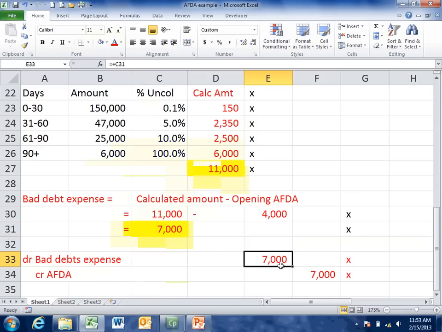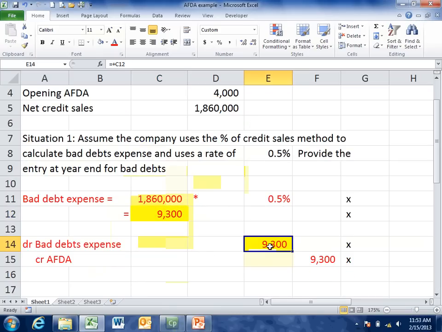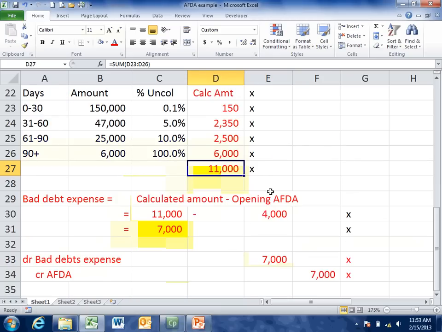And don't be afraid if this gets reversed, because if we had already had $15,000 in this account and not $4,000, then we would have had to debit AFDA and credit bad debt expense for $4,000 to get it to balance. Okay? So that's how the two methods work. Percentage of credit sales, the number you calculate goes right to the journal entry, and if you're using the aging of accounts method, the number that you calculate is adjusted for the opening AFDA balance, and then the difference goes to your journal entry.